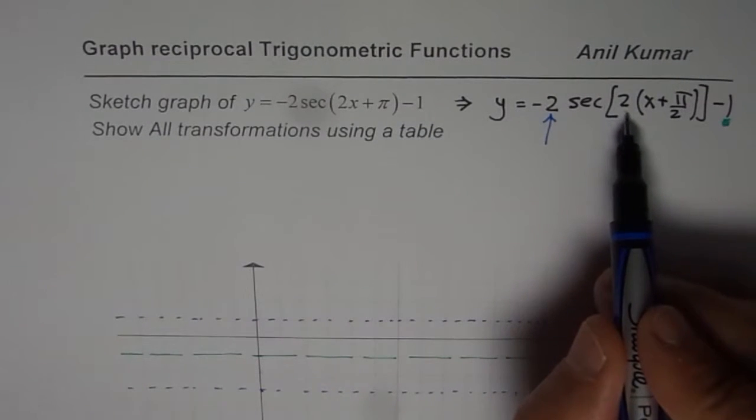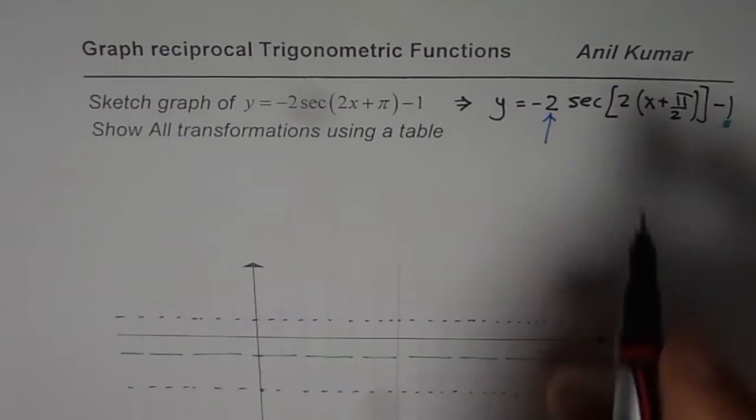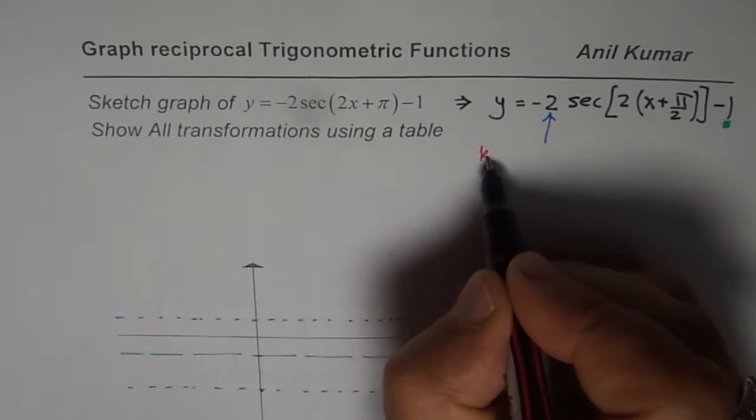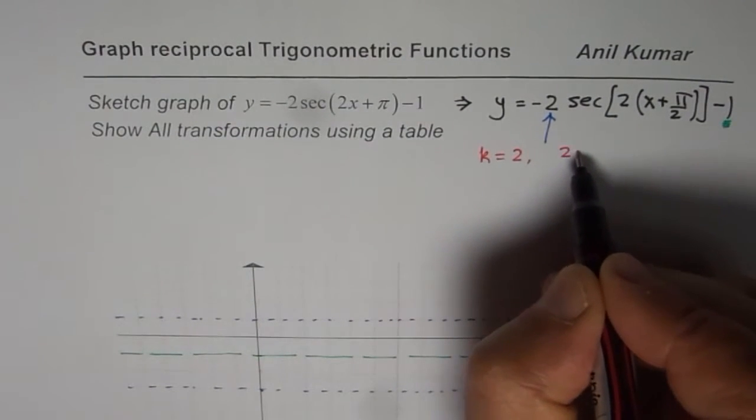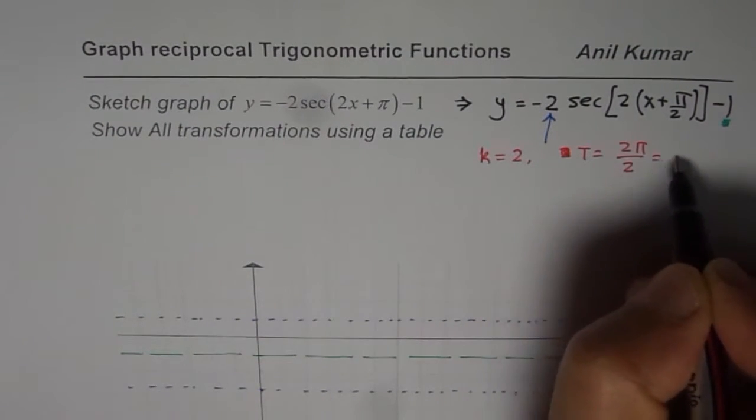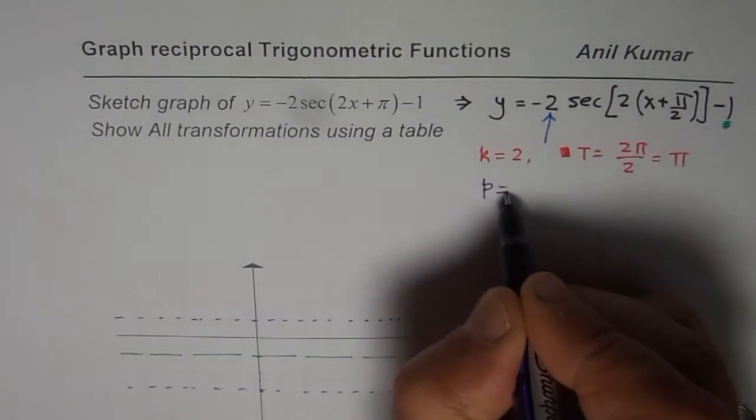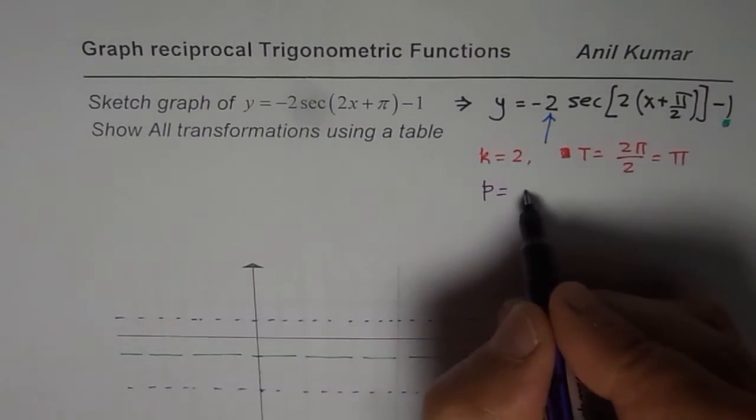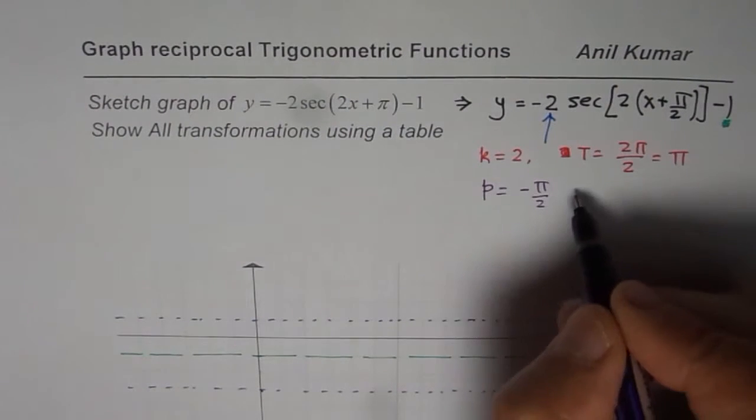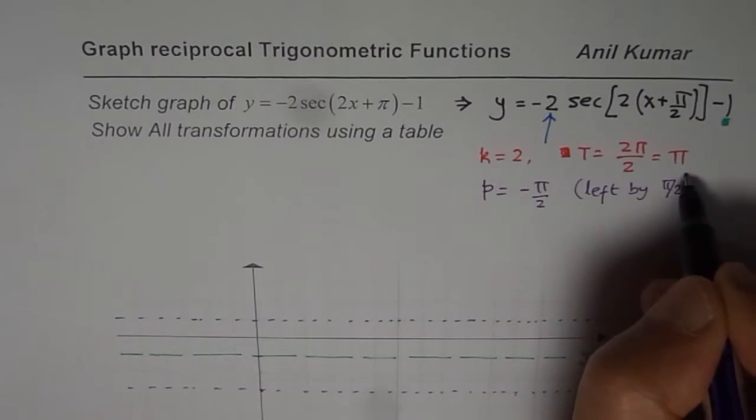Now let's look into the time period, right? As far as the time period is concerned, what we have here is k value given to us. So we say k equals 2. That means time period T should be equal to 2 pi divided by 2, which is pi, right? So that is the time period. And secondly, what we also get from here is the phase shift. Let me write p as the phase shift. It is plus pi by 2, so I'll write minus pi by 2 units. So that means it is left by pi by 2. So that is the phase shift.